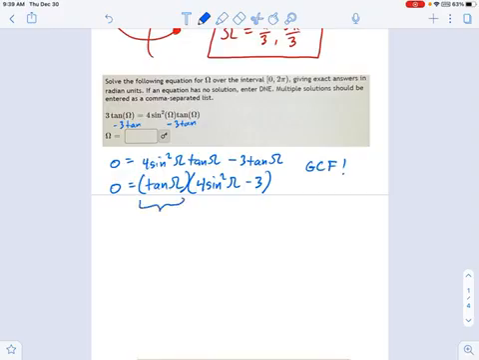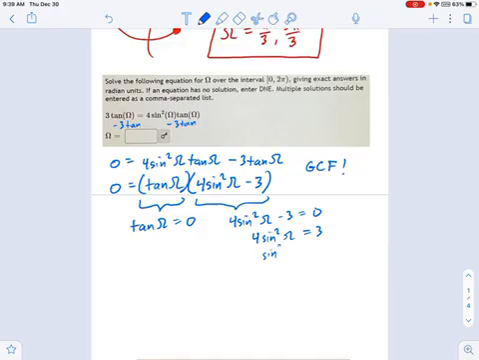Here are my two solutions. For this one right here, I get tangent omega equals 0. For this one over here, I get 4 sine squared omega minus 3 equals 0, which needs some more work, right? I add 3 to each side, and that becomes 4 sine squared equals 3. Sine squared equals 3/4. And now we need to square root each side to say sine omega equals square root of 3 divided by 2. Okay, that's the square root of 3/4.